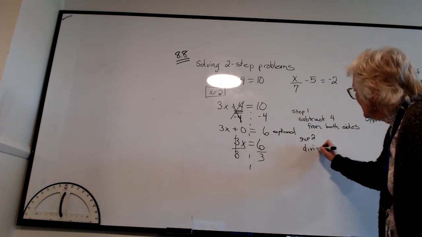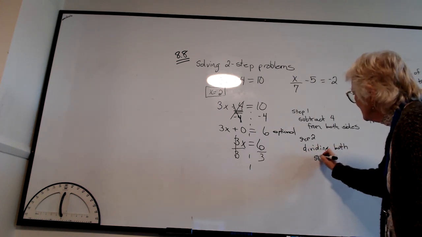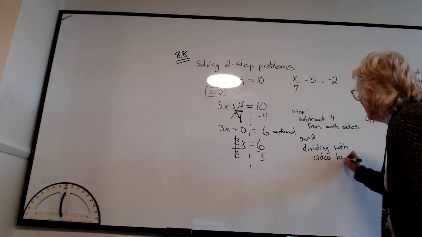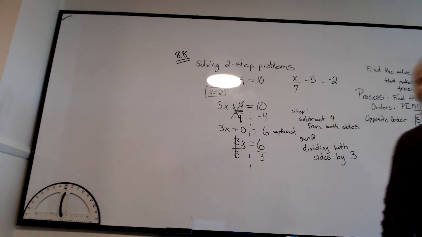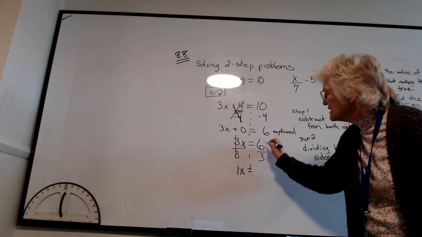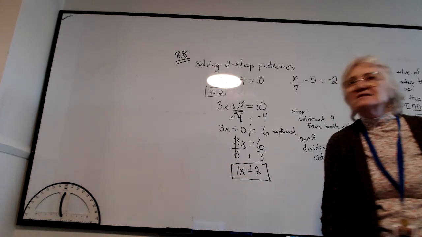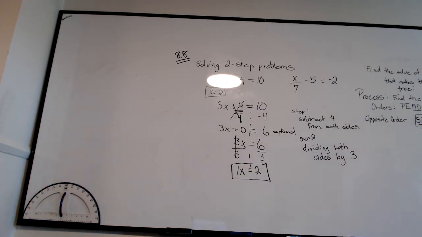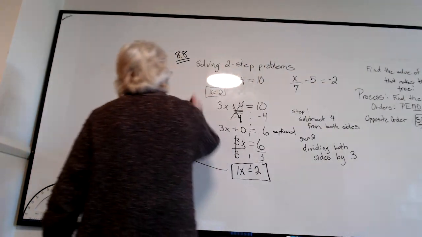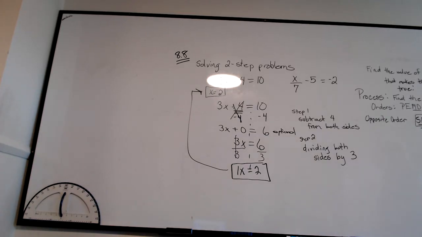We're dividing both sides by 3. Okay? So we get 1x equals 6 divided by 3 is 2. There is my answer. 1x is 2, which really is the same as x is 2, which is not the exact same answer we got up here. Okay? You can check your answer.